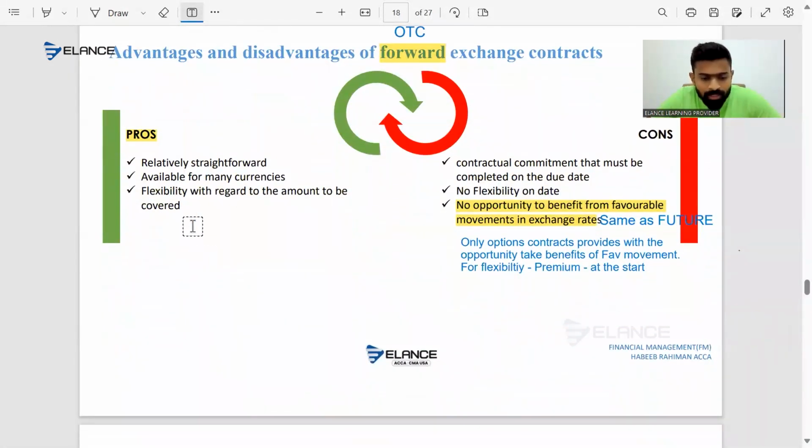See, next important one. This is an advantage of forward.